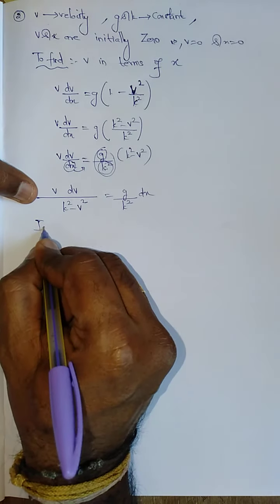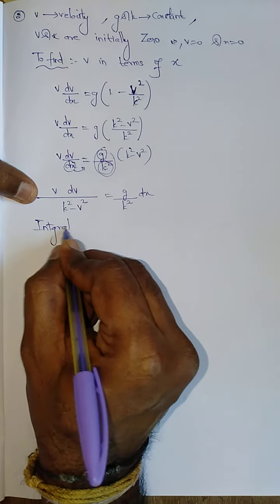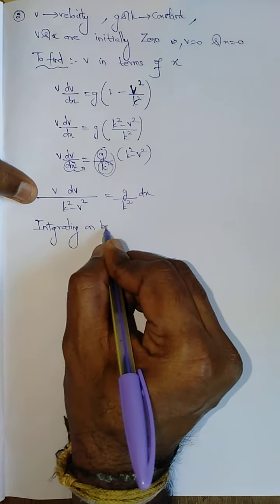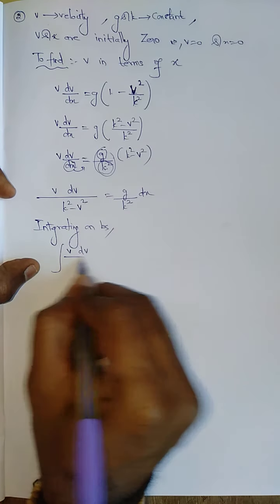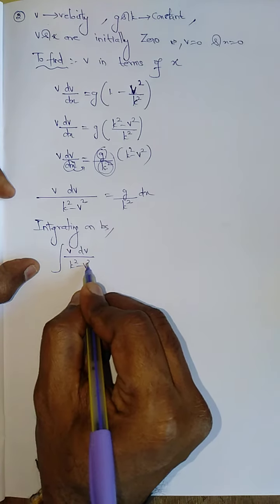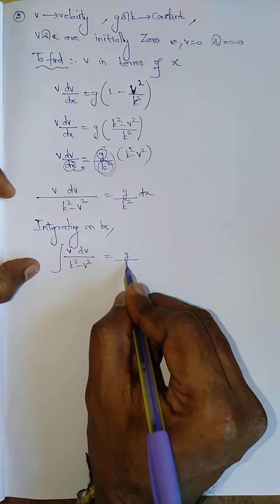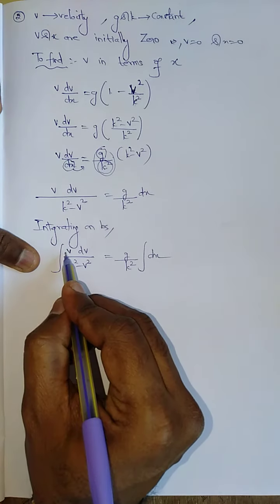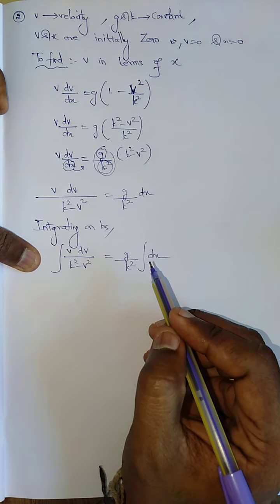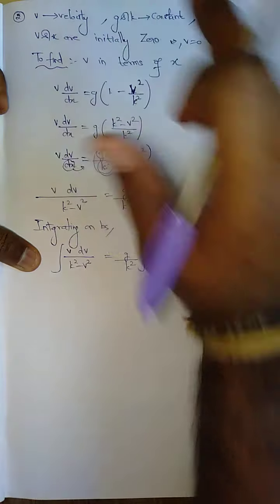The next step is integrating on both sides. So integration of v dv divided by k square minus v square is equal to g by k square, which is a constant, times integration of dx. V is not a constant, but g and k are constants.